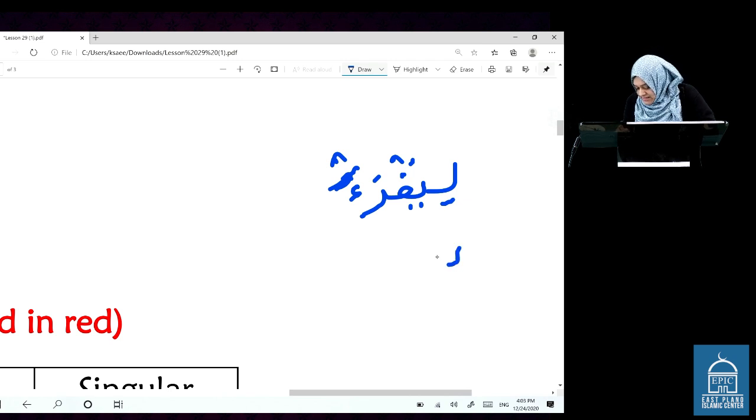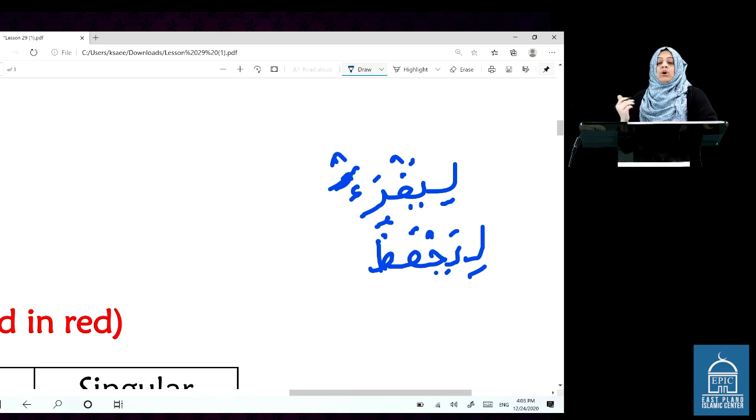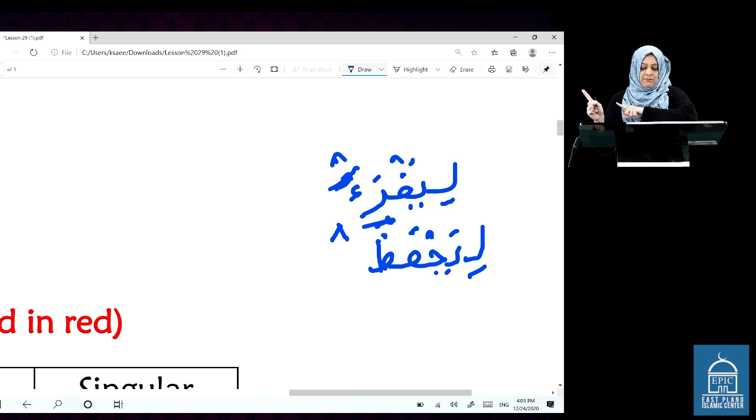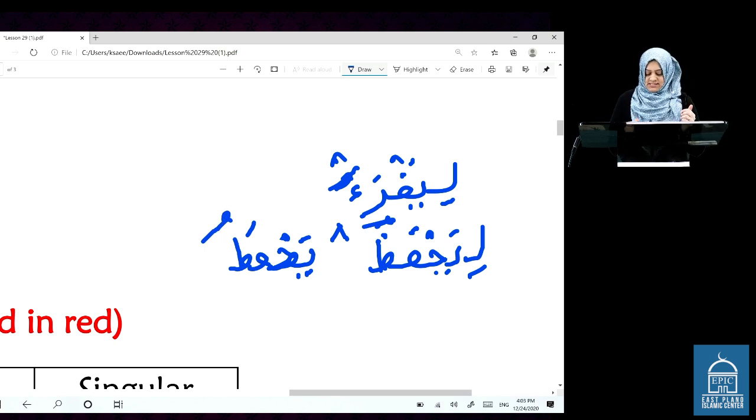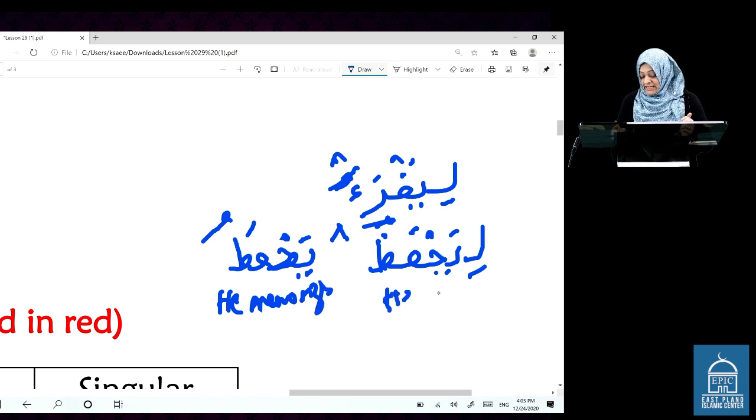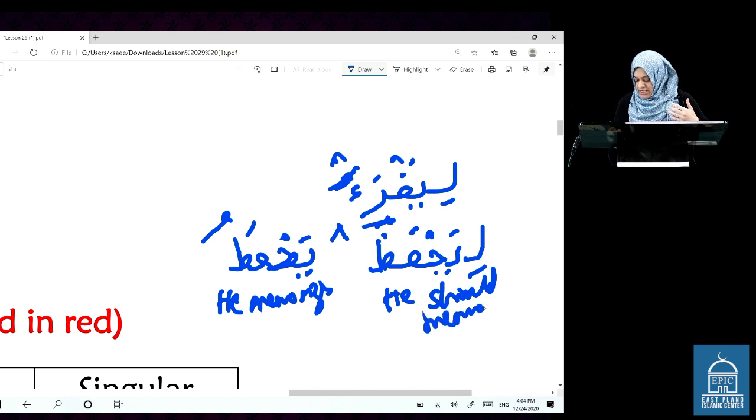Now, for example, if I have yahfazu, and if I bring li, what this will affect is that it makes it jazm. This is mudari' majzoom now, and the meaning will be he should memorize. Without the li, yahfazu, he memorizes. And this one is he should memorize. Sort of like a command, a directive, okay? He should memorize. You should do it.